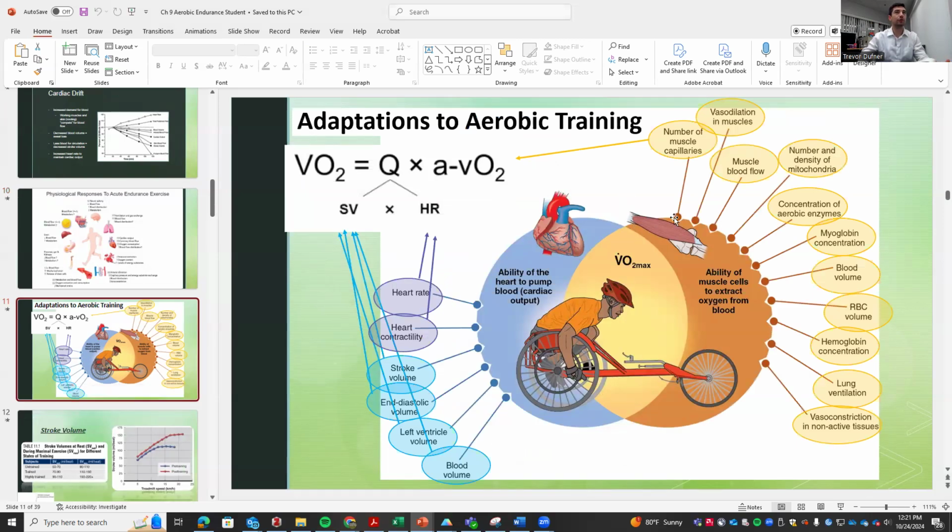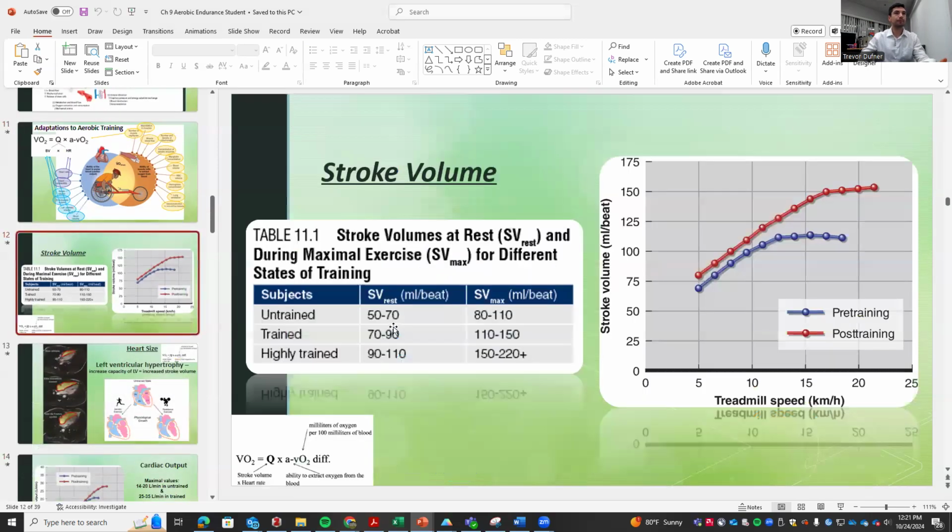Like I said, I'm going to try to go through this lecture as fast as possible. But the idea is that your adaptations are essentially making your body more efficient at transporting oxygen to the tissue, and the tissue itself is thus becoming more efficient at utilizing that oxygen, right? So we see stroke volume, a general graph here showing the stroke volume, milliliters per beat, in trained versus untrained individuals, pre-training versus post-training, right?